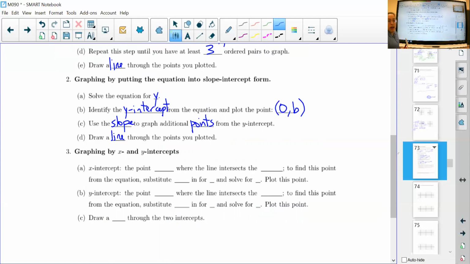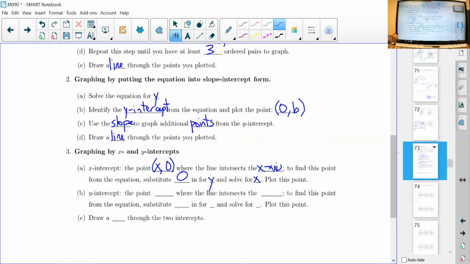Or we can graph the X-intercept and the Y-intercept and connect them. This is the only one where we only have 2 points. The X-intercept is the point X comma 0, where the line intersects the X-axis. To find this point, substitute. What do you think we might substitute in? Well, X we don't know, but I know Y is supposed to be 0. Let's substitute 0 in for Y and solve for X.